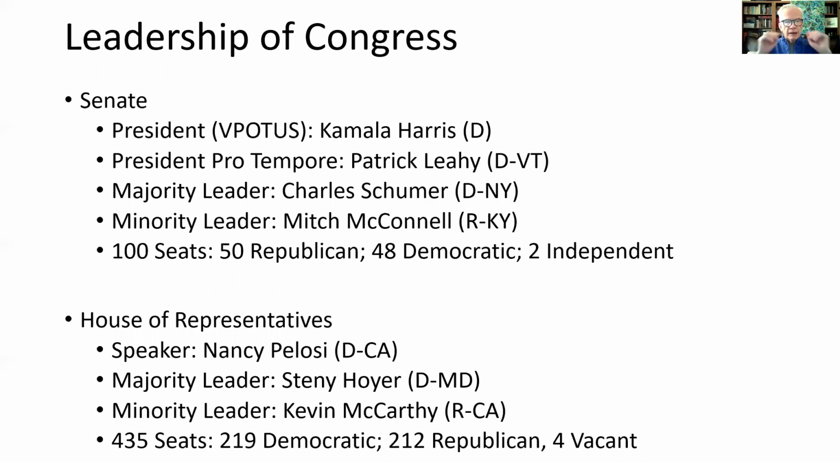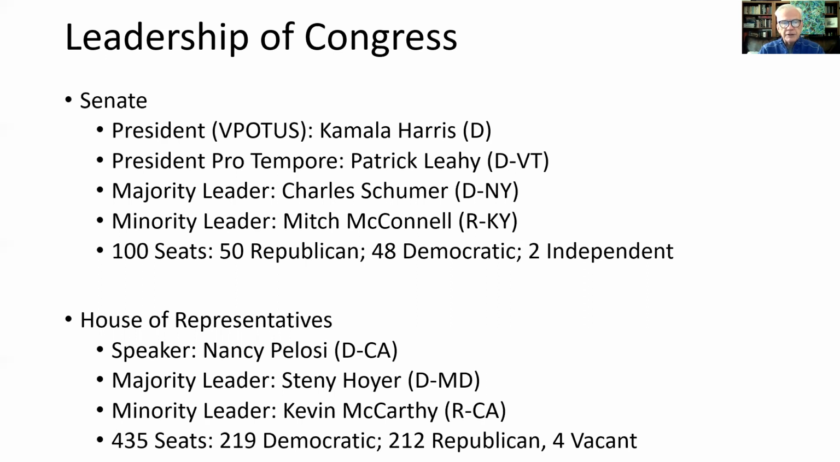Okay. Leadership in Congress. Now, the Senate, as I mentioned before, you have a president who is the vice president, and then there's the president pro tempore, which is the person who represents the vice president when the vice president is not available, which is most of the time. And then you have a majority leader and a minority leader in each of the parties. And this is the breakdown, basically, of these 100 seats. Right now, you've got 50 Republicans, you got 48 Democrats, and you got 2 independents who vote with the Democrats. So basically, it's a 50-50 split.